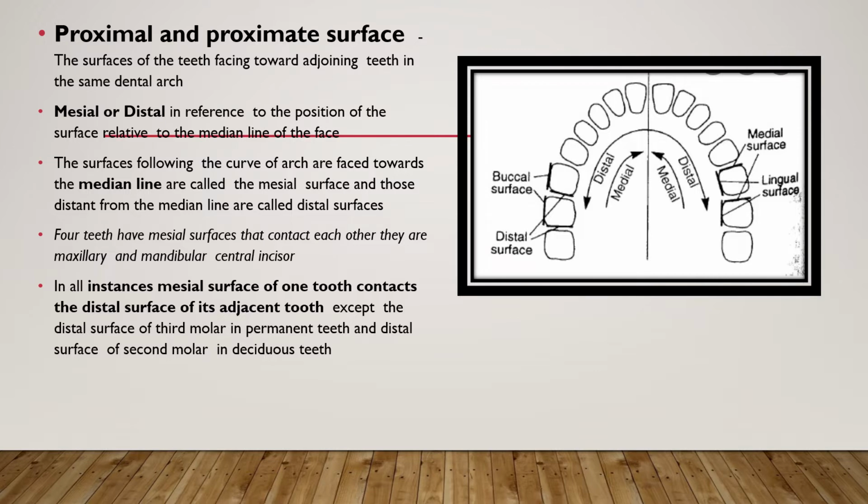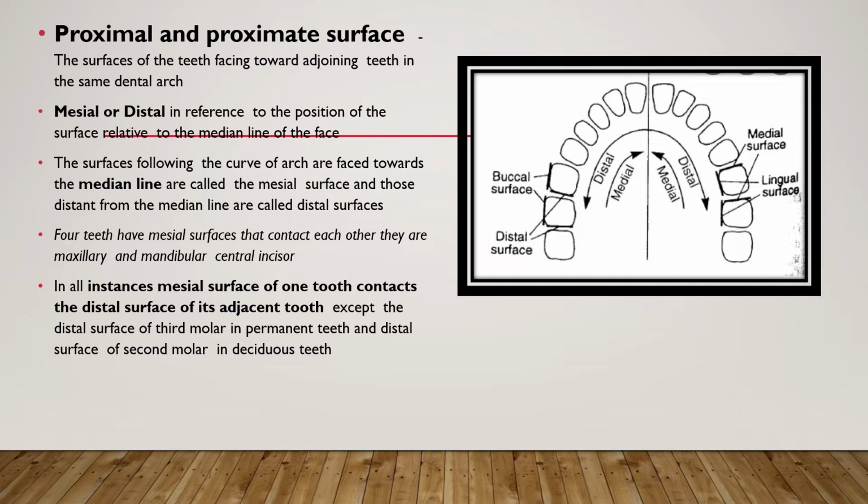What are these surfaces? These are the surfaces of the teeth which face towards the adjoining teeth in the same dental arch. So in the same dental arch, the two teeth which are facing towards each other, and the surfaces facing the adjoining teeth, are known as the proximal or proximate surfaces. Now, these surfaces can be mesial or distal in reference to the median line of the face.